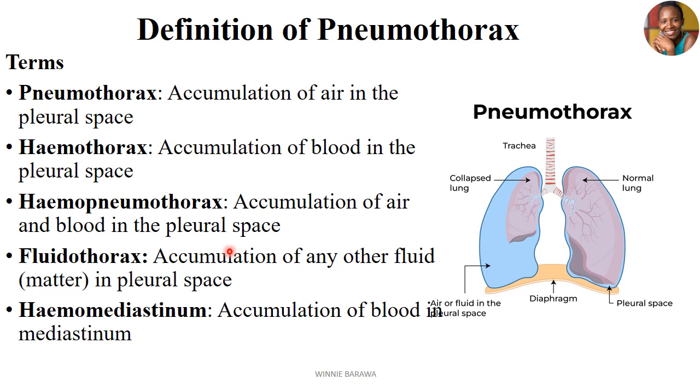Then we have fluidothorax, which is accumulation of any other form of fluid or matter in the pleural space. It could be tumor, it could be any other unknown substance that is in that space. We got also hemomediastinum. This is accumulation of blood in the mediastinum. The mediastinum is this area where the cardiac system is located or where the heart is located, and in some instances, we can have blood accumulating in that space.